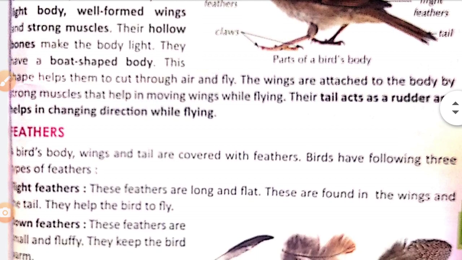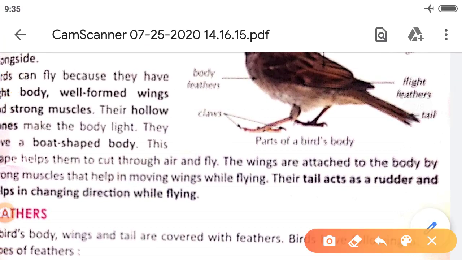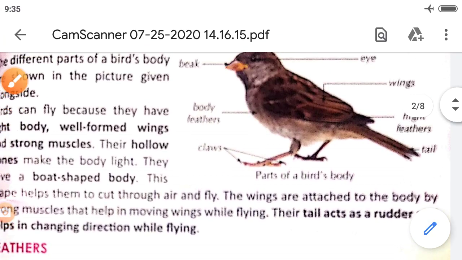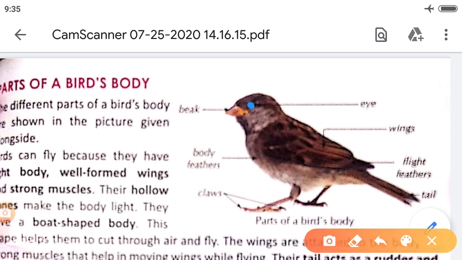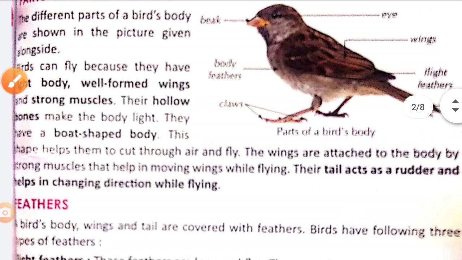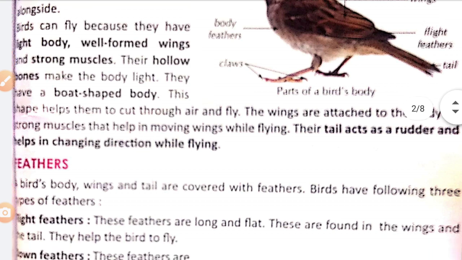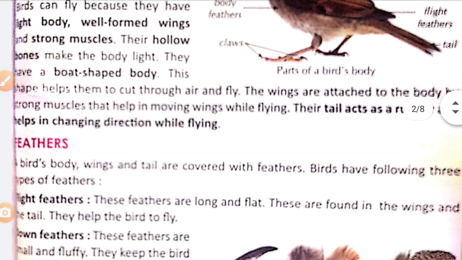दे हैव अ बोट शेप्ड बॉडी. उनका शेप कैसा होता है? बोट शेप. See, it is the bird's body. We can see it having the boat shape. See, it's like a boat shape, and this shape helps to cut through the air and fly. वो एयर में फ्लाई करते हैं ना, तो एयर को उन्हें कट करना पड़ता है, आगे निकलना पड़ता है.